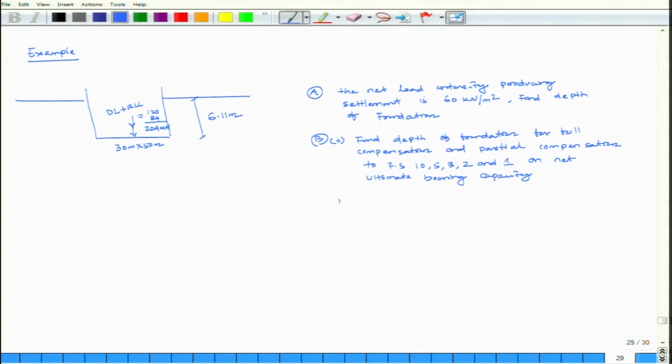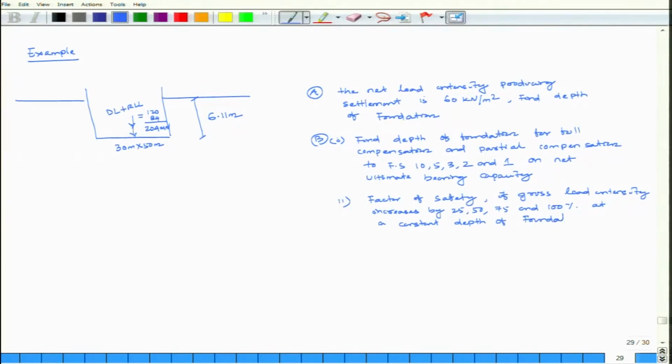Then the second part is the factor of safety if the gross load intensity increases by 25, 50, 75 and 100% at a constant depth of foundation of 7 meter.